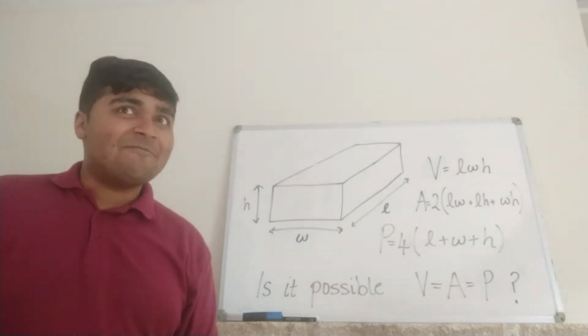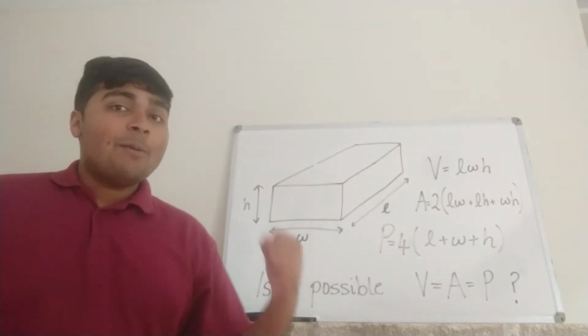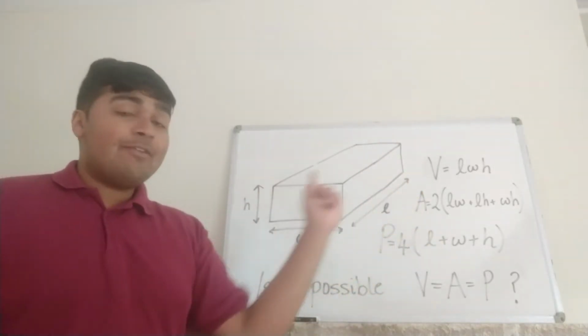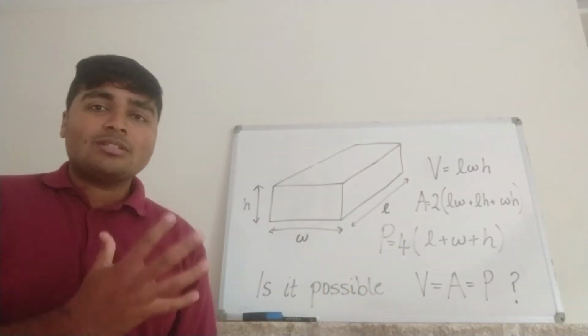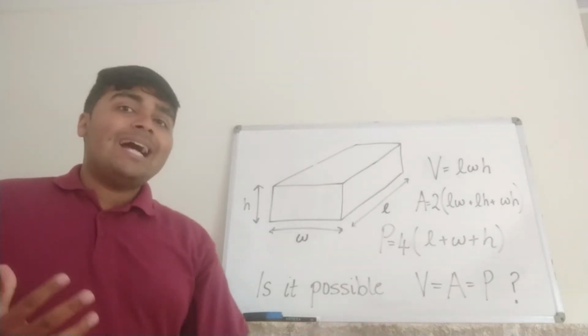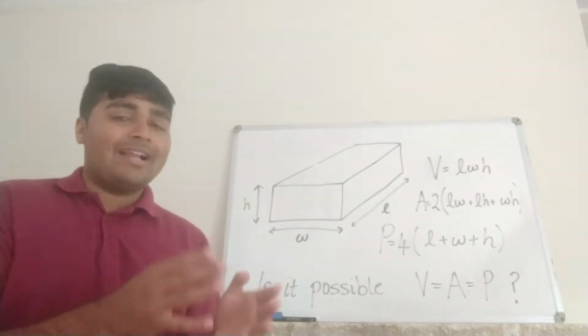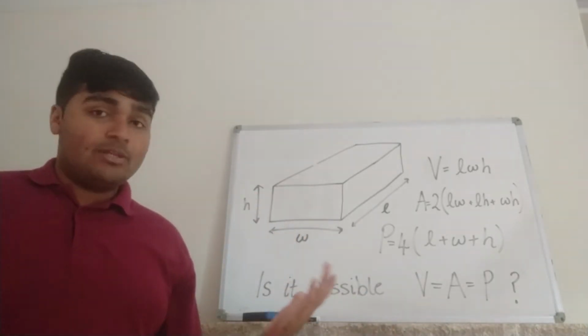Now, if you ask perhaps a physicist or an engineer, straight away they'd respond by saying, no, it's impossible, because if you just consider the units, volume is in units cubed, area is in units squared, and perimeter is just in units. So it's impossible for them to actually be equal. However, for today's video, we're going to ignore the units and we're just considering the numerical value. So we want to know, is it possible for the numerical values to be equal?